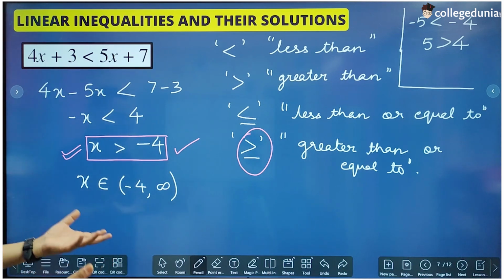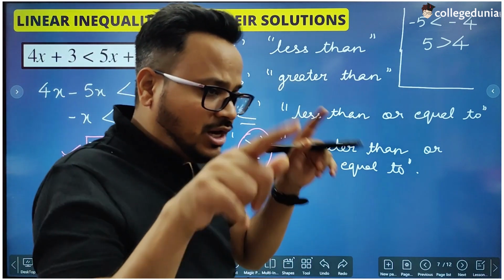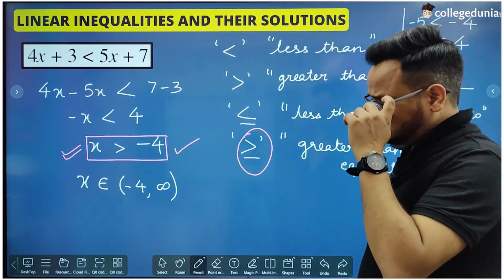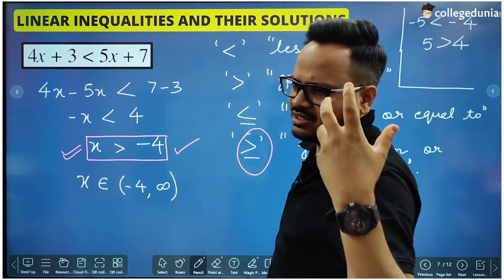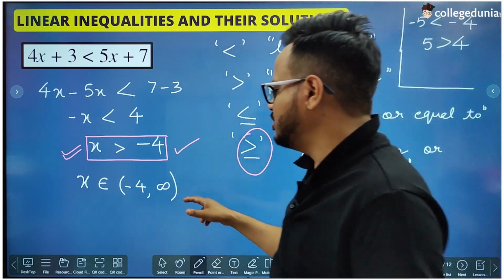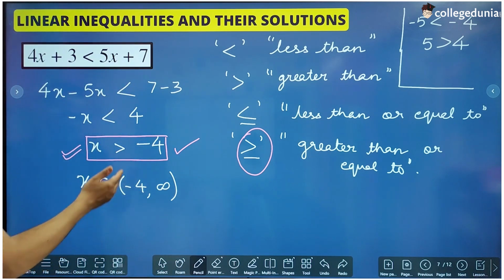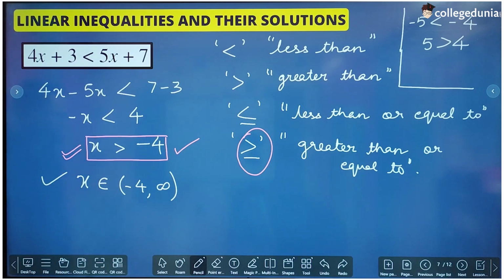infinity, excluding -4 and infinity, because we have put an open bracket on both the ends, and infinity is never included. When infinity is there, we always put an open bracket, but for -4 the open bracket is there because -4 is not included, right? So this is another method of representing the answer, right?